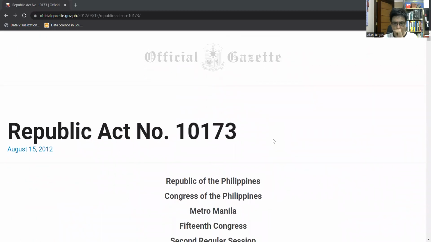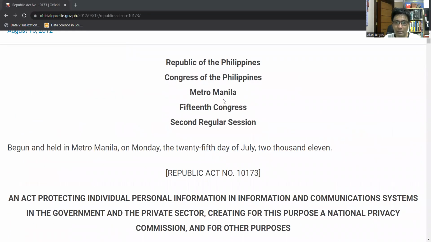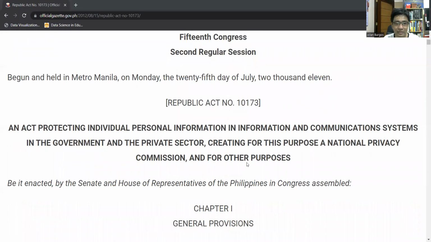So that's the official Republic Act 10173. It was passed during the 15th Congress. We're now in the 18th Congress, guys. It was approved on the 25th of July and signed in August of 2016, if I'm not mistaken. Republic Act number 10173.